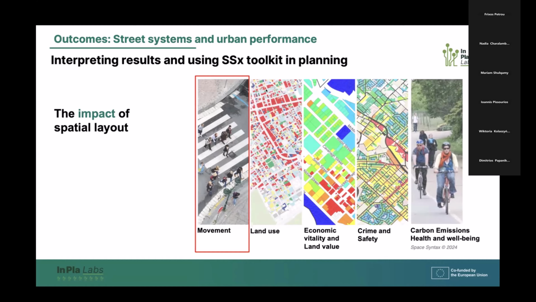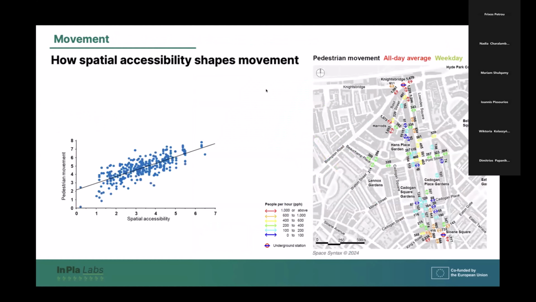Street systems influence pedestrian and vehicular movement. So you can see from this image how spatial accessibility shapes movement, how the accessibility of street system is identified purely as an emergent property of the street system itself, how close or deep each street is to all the others.